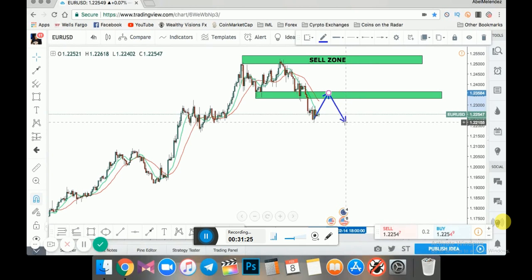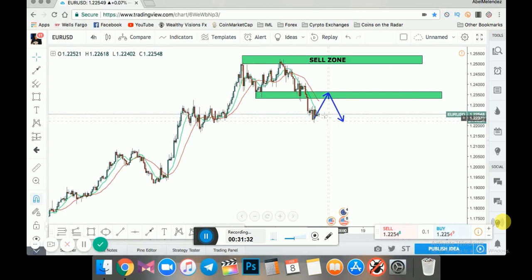And if we do get a nice reaction off of this level, we could take a nice short position right back into this structure down here, right? That's a safe bet. Why? Because now we're going right back into structure. We don't care for this buy because we know we're in the downtrend. We want to take this sell either in this zone right here, or in the zone right up here, in this level right here.